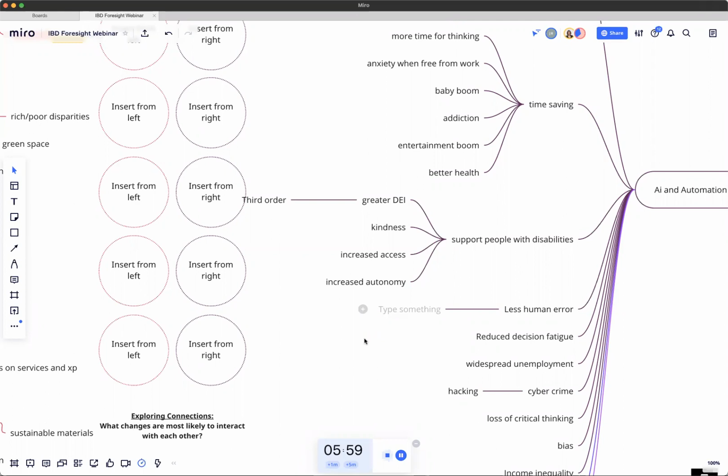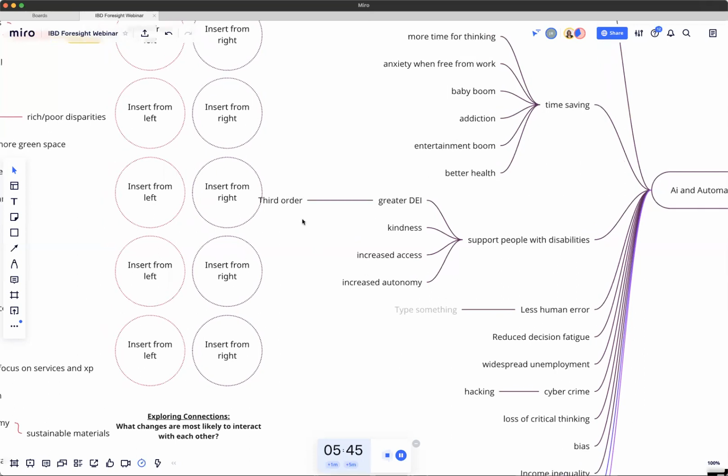Any third order effects you all would want to note here? So we've got enhanced or greater DEI, kindness, increased access, increased autonomy. What else? Yeah, I feel like one is maybe not having to distinguish people with disabilities, just everyone becomes a person. People aren't held back or defined by their disability. Rob mentioned superpowers. That is a very ideal future. I would like to have superpowers.